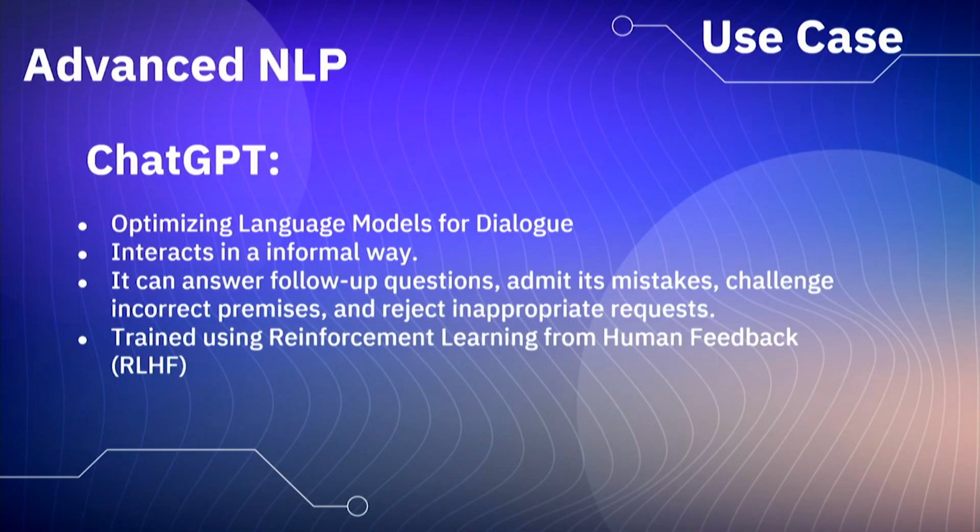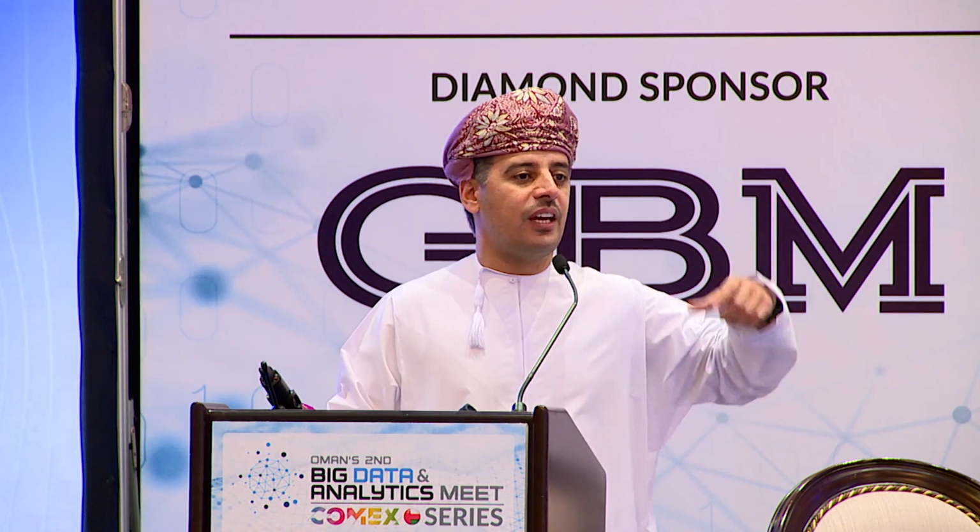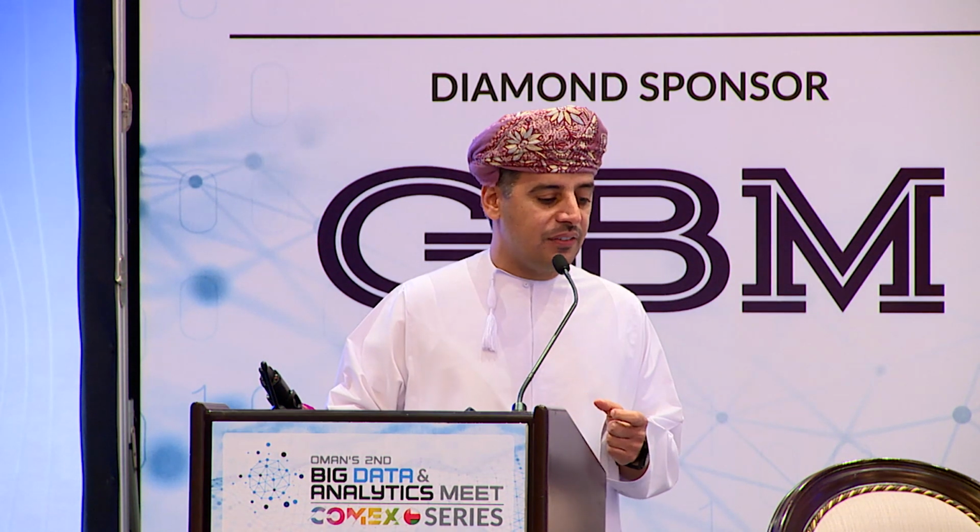Another interesting example: recently OpenAI announced ChatGPT, an informal way of interacting with a chatbot. It can answer any type of question, and it can debug any type of code. Just put your code there and it will debug it by itself, and you can challenge it. It will give you the correct answer. You can correct it if it is wrong, and it can also reject any bad words. It uses the reinforcement learning from human feedback algorithm.